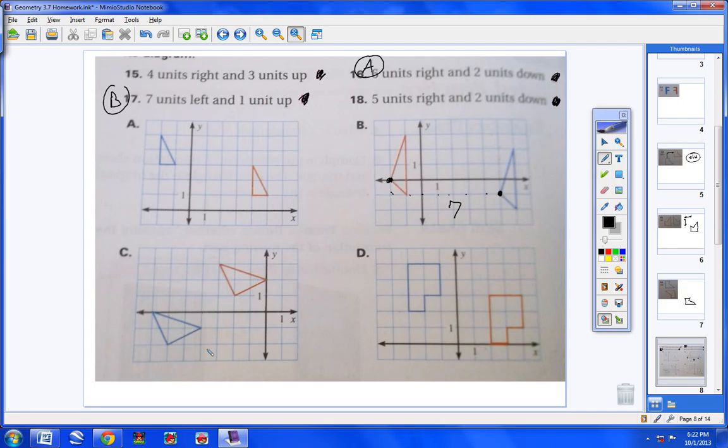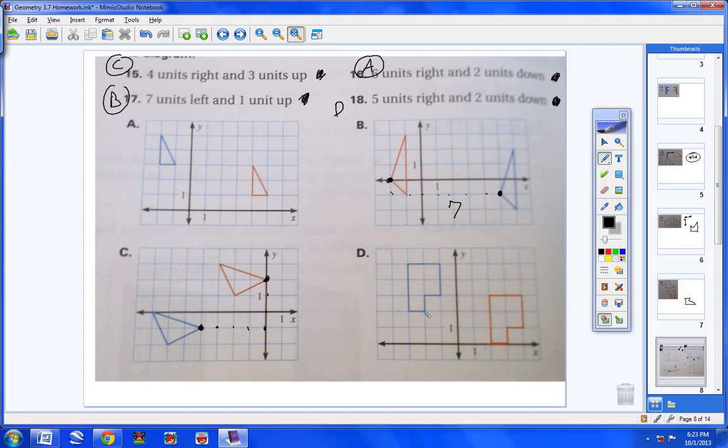Booyah, doing good. Now let's compare this vertex with this vertex. So we went over 1, 2, 3, 4, so 4 to the right, and then up 1, 2, 3. So 4 to the right and 3 units up. This one right here, number 15, 4 units to the right and 3 units up. So obviously D has to be 18.